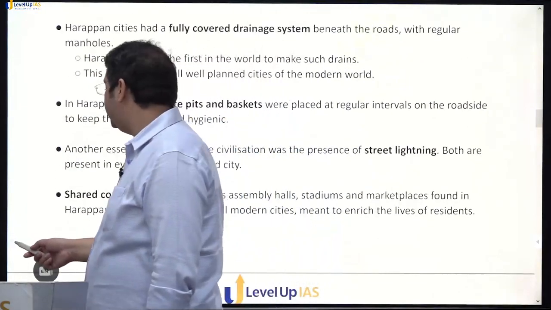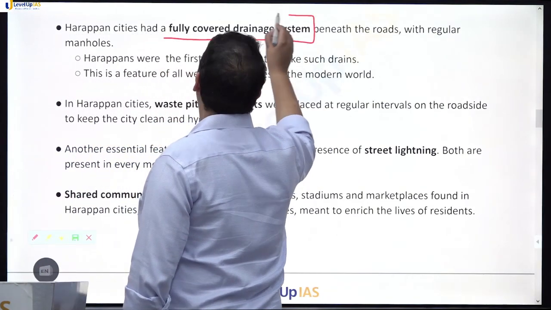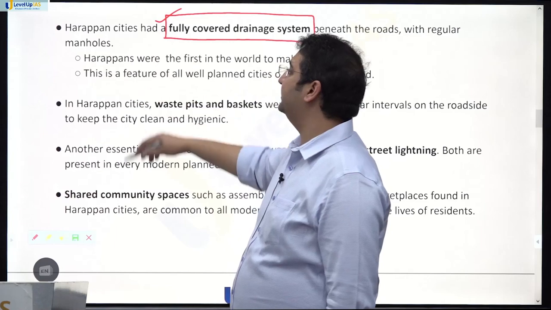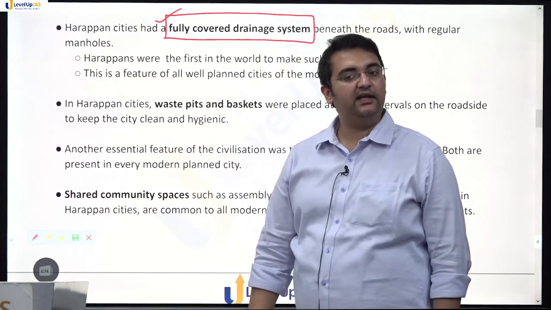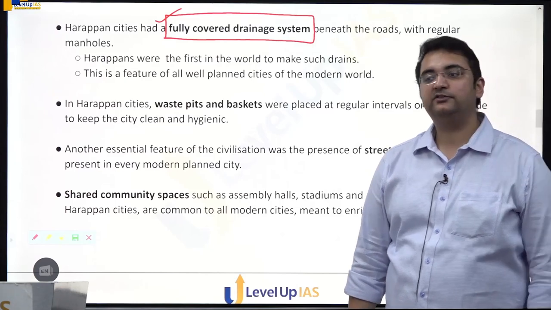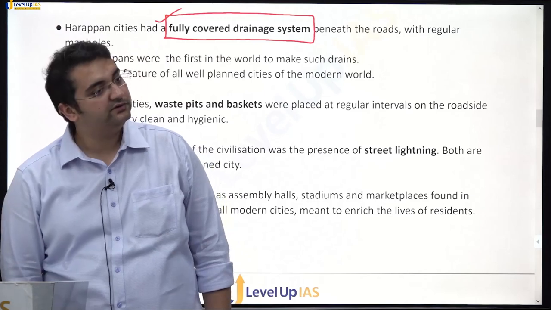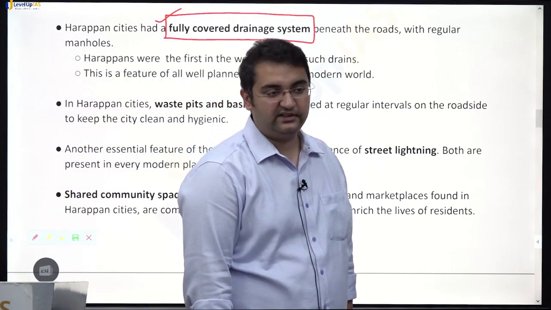A unique feature of Harappan cities was their fully covered drainage system, right? So this was unique in the entire world for that period of time. There was only one small Greek island which even came close to this kind of drain sophistication.